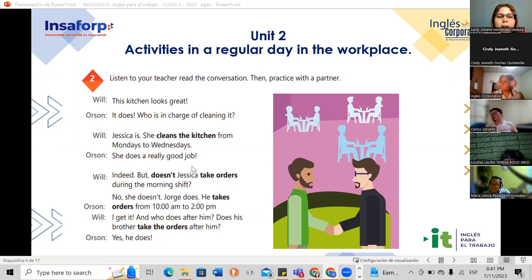This kitchen looks great. It does. Who is in charge of cleaning it? Jessica is. She cleans the kitchen from Mondays to Wednesdays. She does a really good job. Indeed. But doesn't Jessica take orders during the morning shift? No, she doesn't. George does. He takes orders from 10 a.m. to 2 p.m. I got it. And who does after him? Does his brother take the orders after him? Yes, he does.